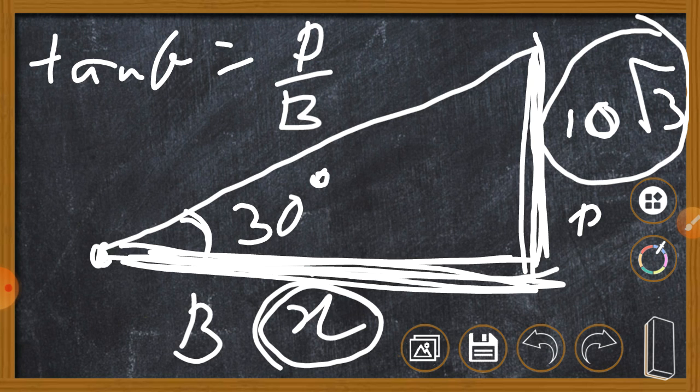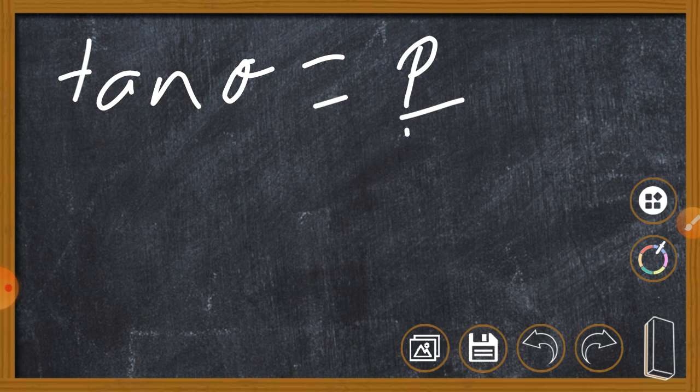I want you to copy this down and remember this information because I'm going to rub it out now. Copy down whatever I've taught you until now. So tan theta is equal to p by b.